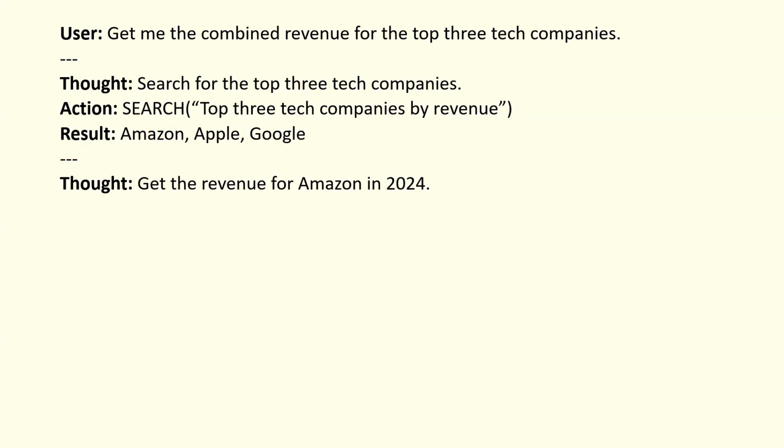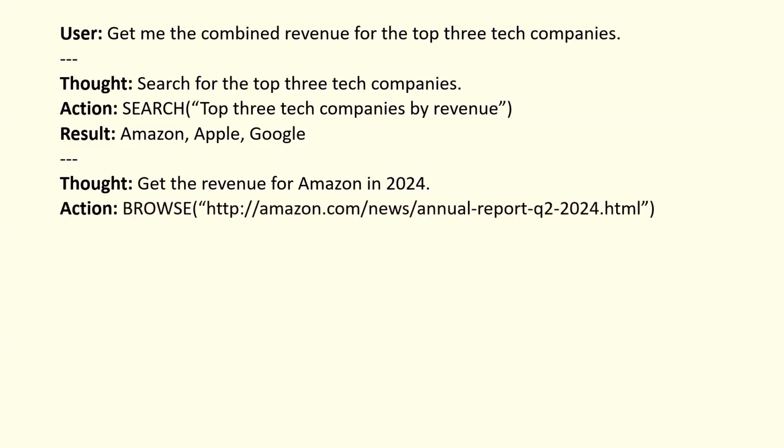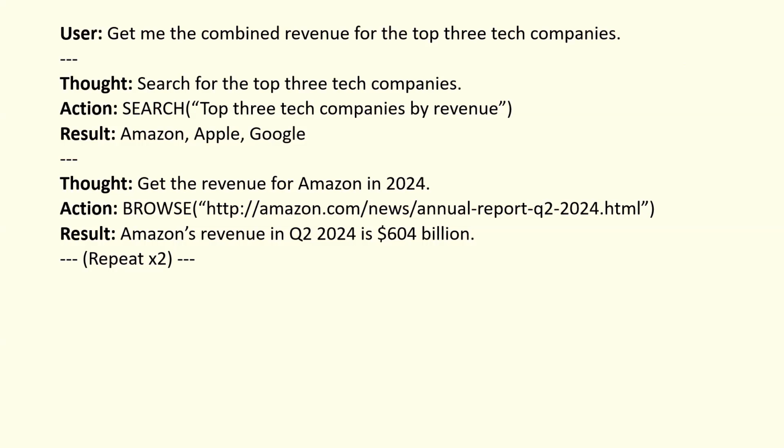So then it's going to go through its next step. I need to get the revenue for Amazon in 2024. It might have to do a search first before this, but then it will browse to the quarterly or the annual report for Amazon in 2024. It sees that the result is $604 billion, and it repeats this for Apple and for Google to get that information. Then it's going to calculate the total revenue.